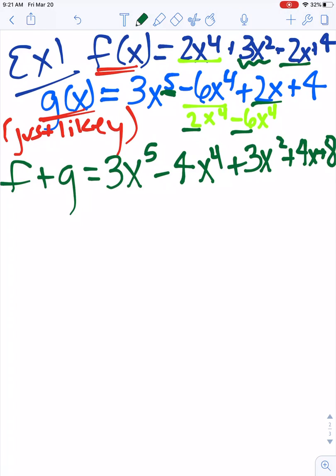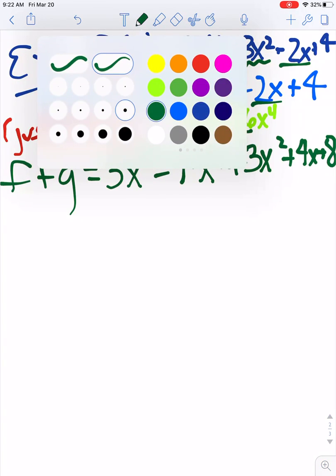So if we're adding f and g, you get 3x to the 5th minus 4x to the 4th plus 3x squared plus 4x plus 8. You can see that there's only one term of each type. You should not have in your final answer more than one term of each type, meaning you should not have a 2x and a 2x. You should just combine them into one term. So that's how we add these functions.